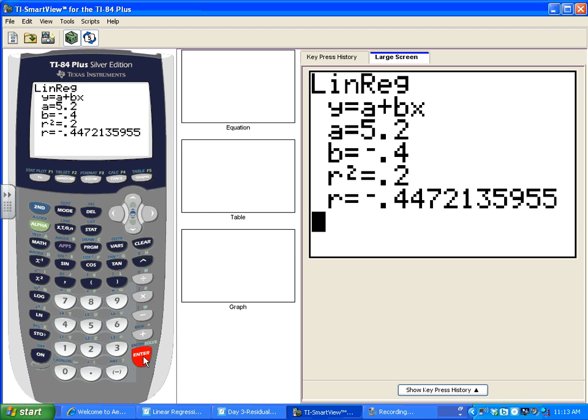Does your data match mine? If your data matches mine, you should be okay. And we're going to write it like this: y with a little hat above it. This little hat above it means prediction again. Based on the data I have and my linear regression analysis, my equation is 5.2 minus 0.4x.